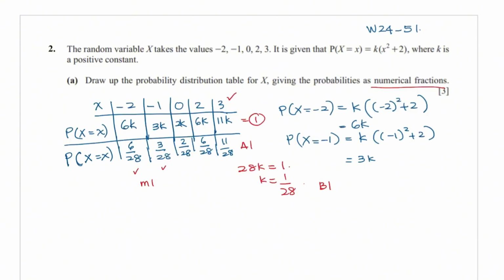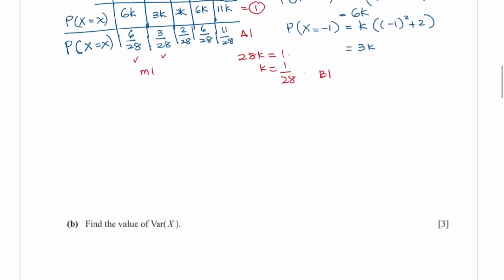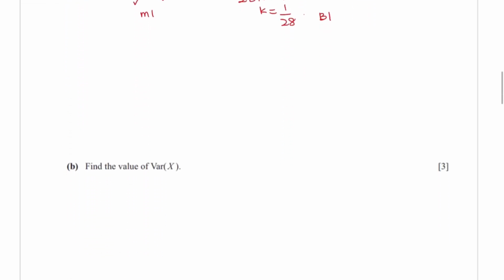How's your work? Is it going well? I'm glad if it is. Let's look at question B. Question B is again asking us to find the value of variance x. Do you remember what the formula is for you to find the variance of x? Again, let's write it down.